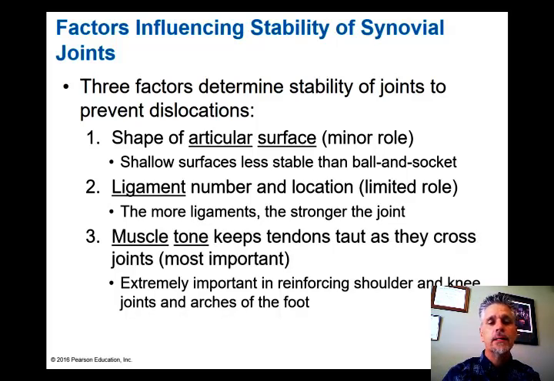And lastly, muscle tone. So when we talk about ligaments coming across, right, that's bone to bone. Tendons are muscles to bone. And so like when we talk about the rotator cuff, it is 4 different muscles which help to hold the head of the humerus into the glenoid cavity. And so by keeping those muscles toned, by keeping them fit, that really stabilizes the joint more. Same thing with the knee, same thing with the foot.